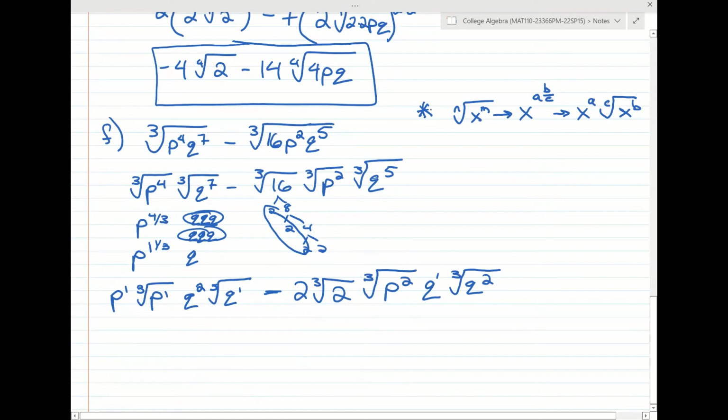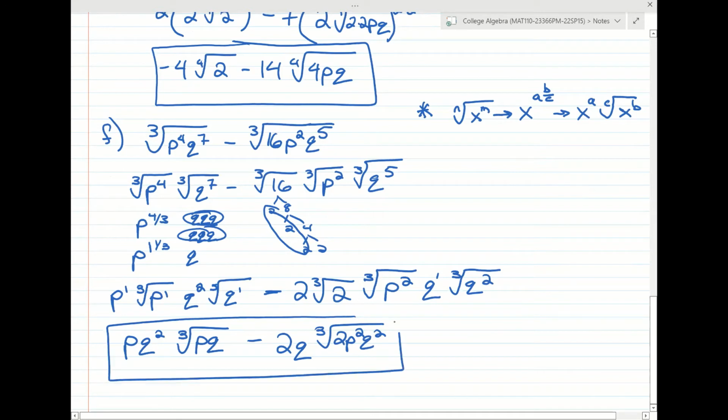Let's see if we could straighten this up and simplify it. When you're multiplying radicals, you multiply what's on the outside and you multiply what's on the inside. So this would just be p times q to the second times the cubed root of p cubed, minus 2q times the cubed root of 2p squared q squared. It doesn't look like we have the same index. We also don't have the same radicand, so that's just fine separately the way that it's written.